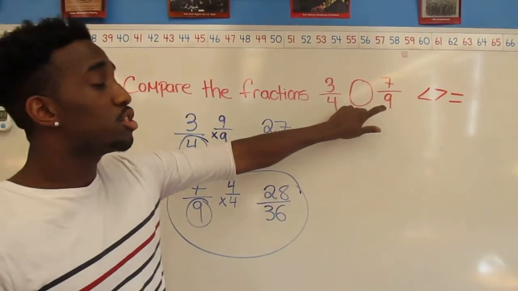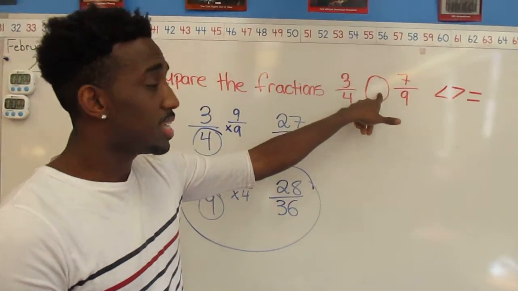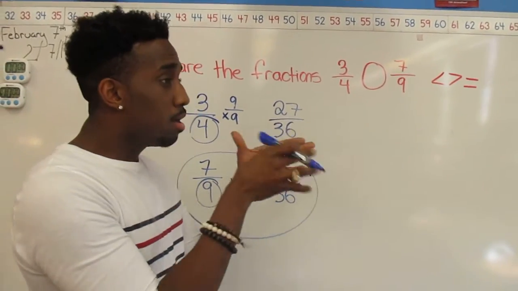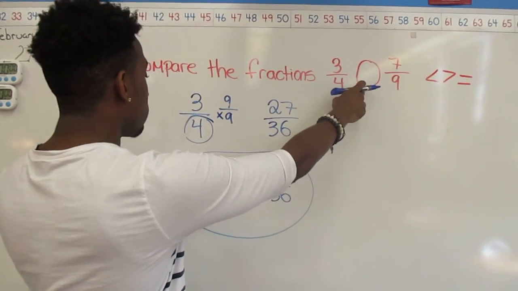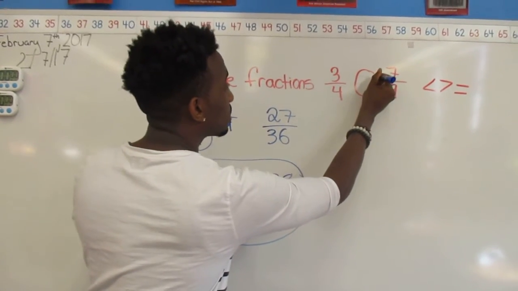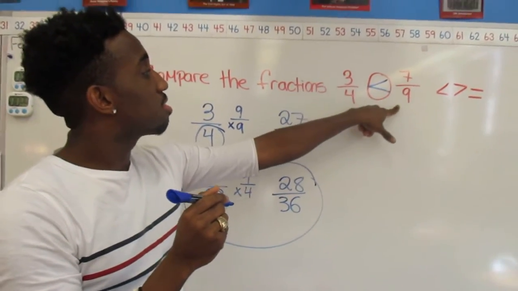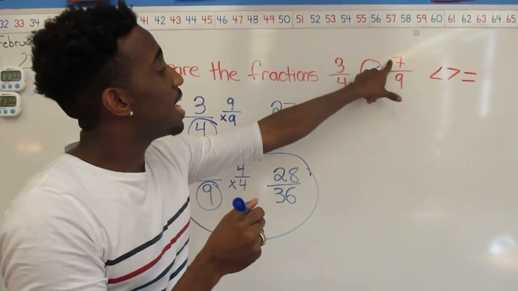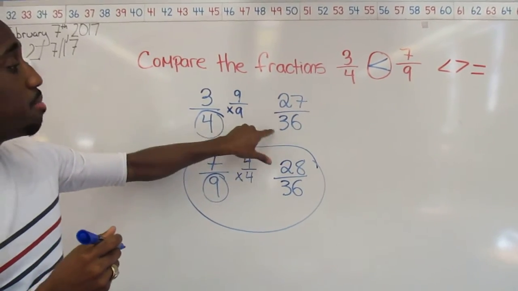So I can go back to my original question, and now I want to compare the fractions with the greater than sign, the less than sign, or the equal sign. I know that the mouth is going to open to the bigger number, so 7/9 is bigger, or 28 over 36. So I'm going to draw the mouth opening up to 7/9. I can read this as 3/4 is less than 7/9, and we just proved this by finding common denominators.